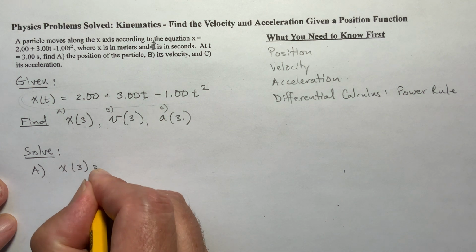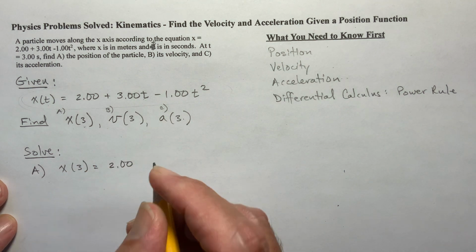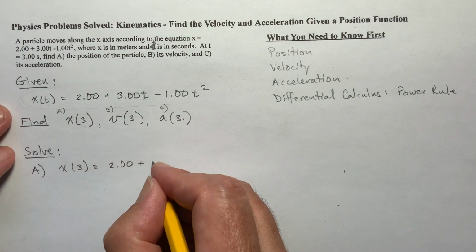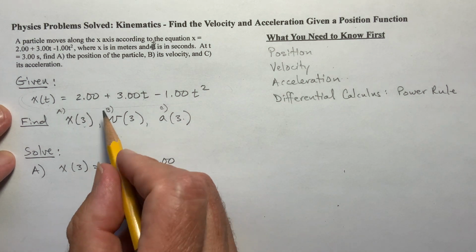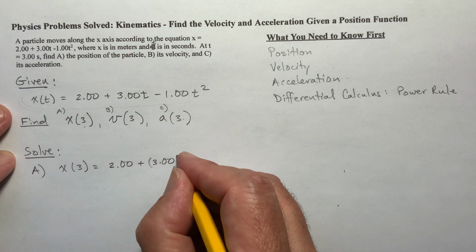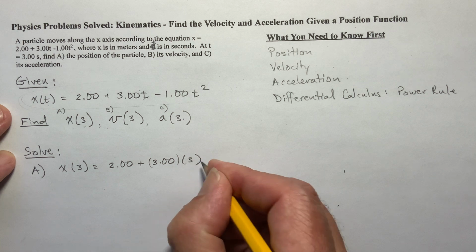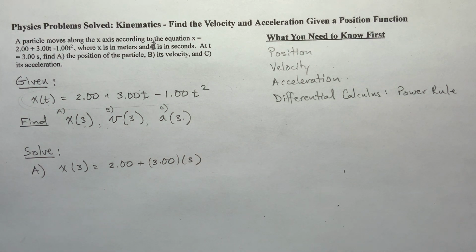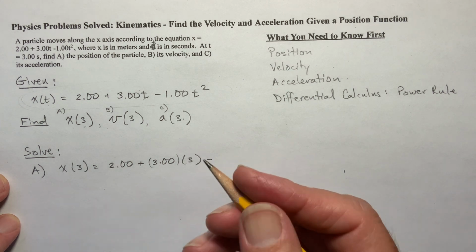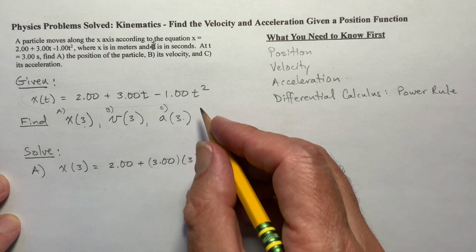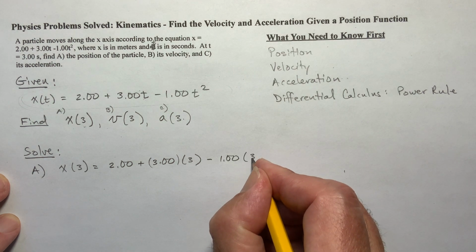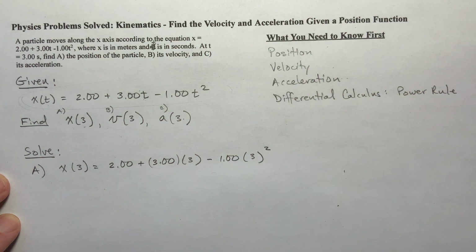x at 3 seconds is equal to 2.00. We're always going to add 2 no matter what. Plus 3.00. Now this would be 3.00 meters per second because we're going to multiply that by 3 seconds to get meters. But again, we're leaving units off on this problem. Bad, I don't like doing that. And then this is minus 1.00 times 3 seconds squared.